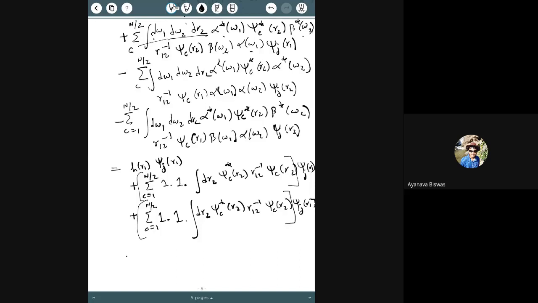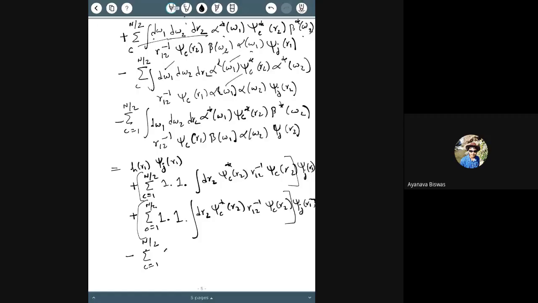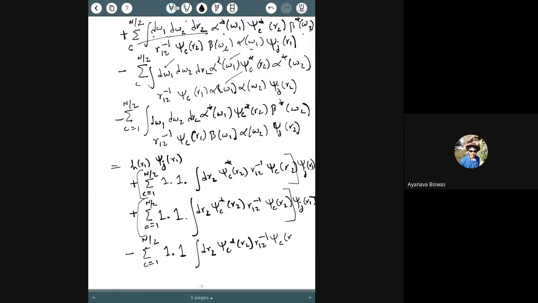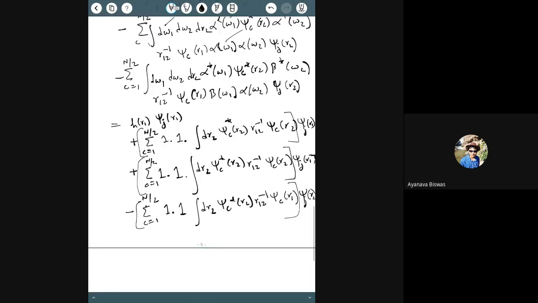Then in the exchange parts, what do we have? We have sum c equal to 1 to n by 2. Omega 1 is alpha star omega 1, alpha omega 1, so that is 1. Then for omega 2, you have alpha star omega 2, alpha omega 2, that is also 1. So the rest remains dr2 psi c star r2 r1 to inverse psi c r1, acting on psi j r2. Then this would be the exchange operator.